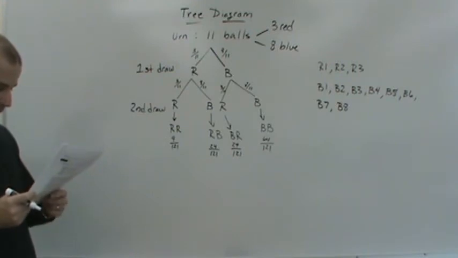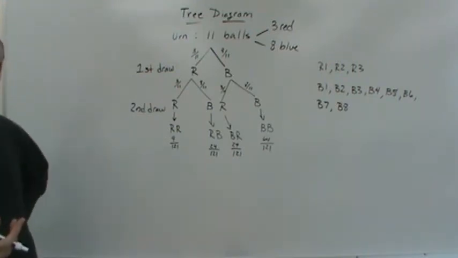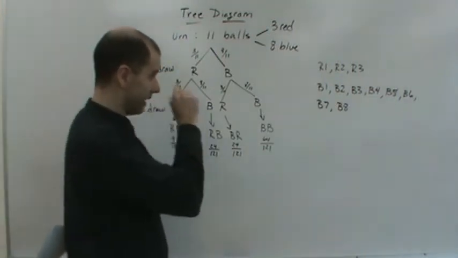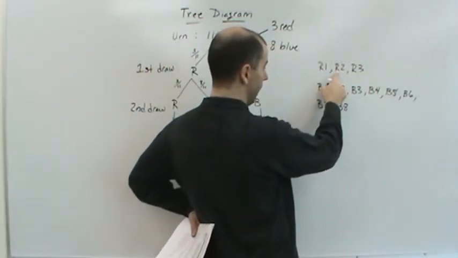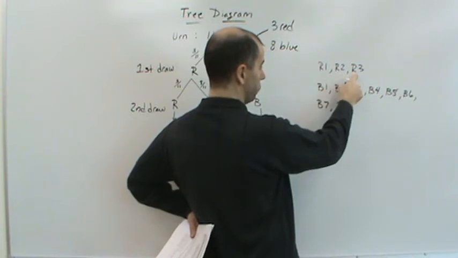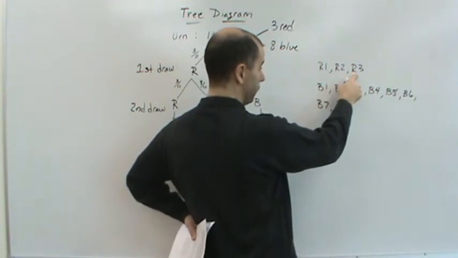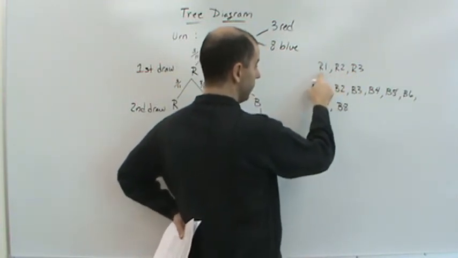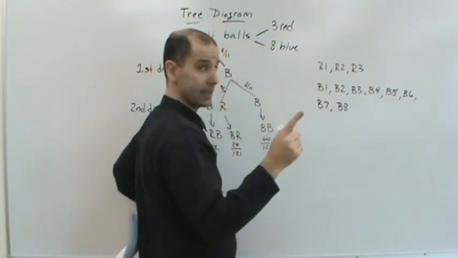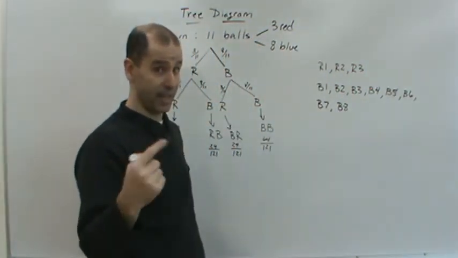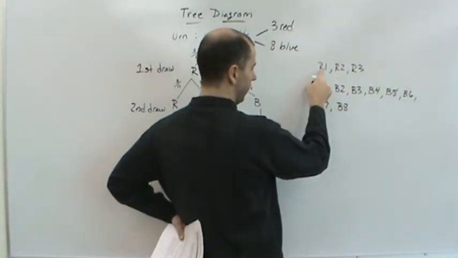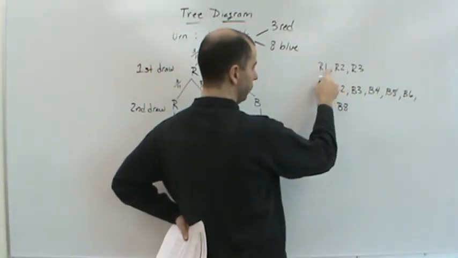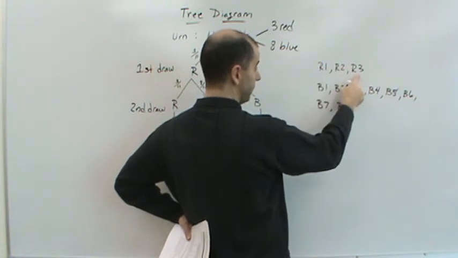Now, so red and then a red, right? So I could get a red and then this red, right? So that's one outcome. I could get this red with this red, that's 2, right? And then I could get this red with itself, right? Because I'm doing replacement, so I could get the same ball out twice, right? So I can get this one twice, that's 1. I can get this one and this one, that's 2. I can get this one and this one, that's 3.